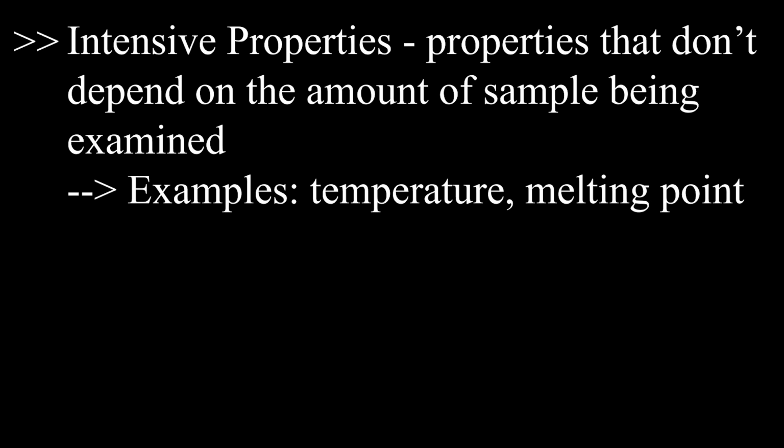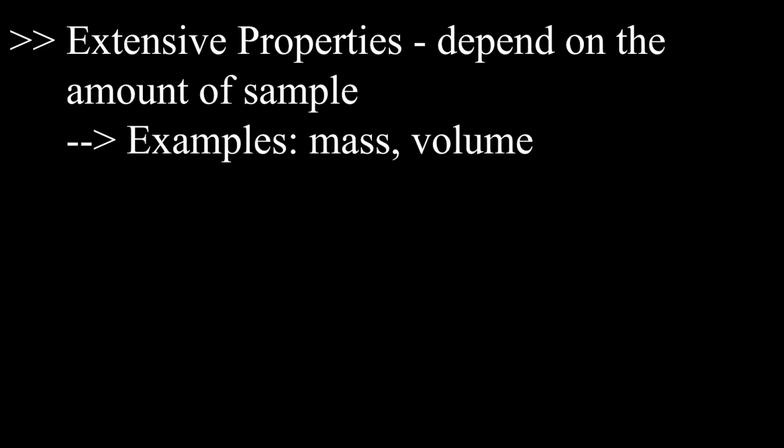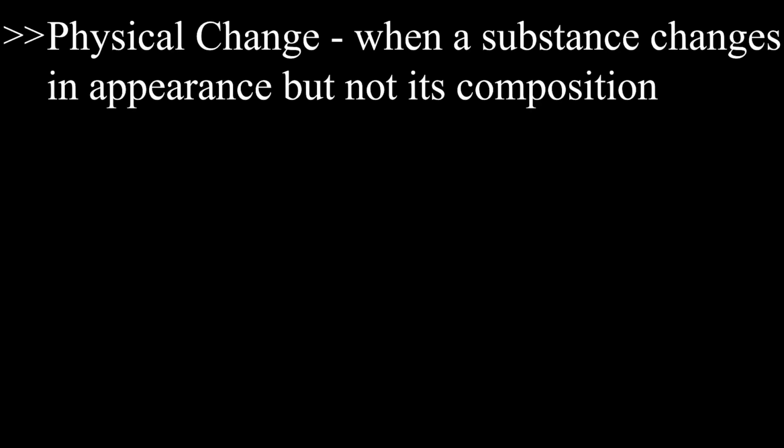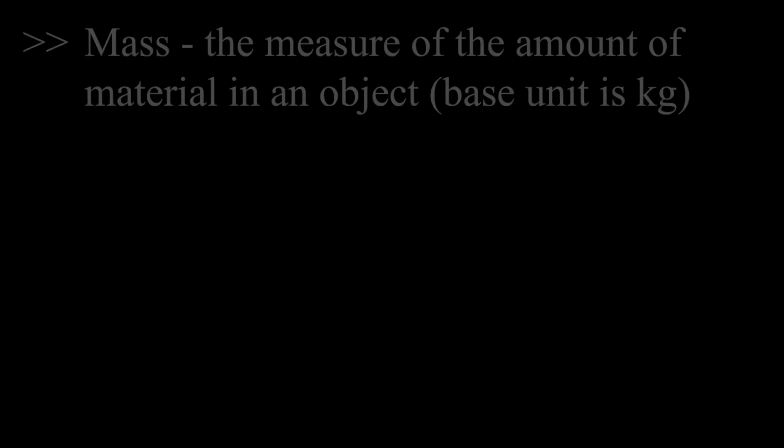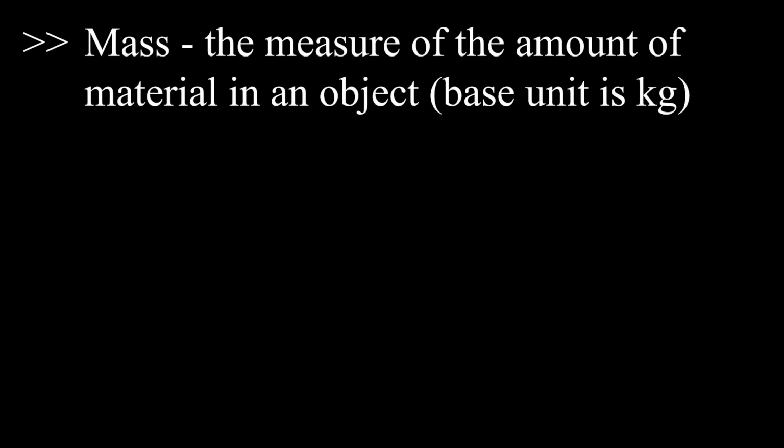Intensive properties are properties that don't depend on the amount of sample that's being observed. Some examples are temperature and melting point because these properties don't change, no matter how much of a sample you have. Extensive properties are properties that depend on the amount of sample. For example, mass and volume are extensive properties. A physical change is when a substance changes its physical appearance but not its composition. A chemical change is when a substance is transformed into a chemically different substance. Mass is the measure of the amount of material in an object.